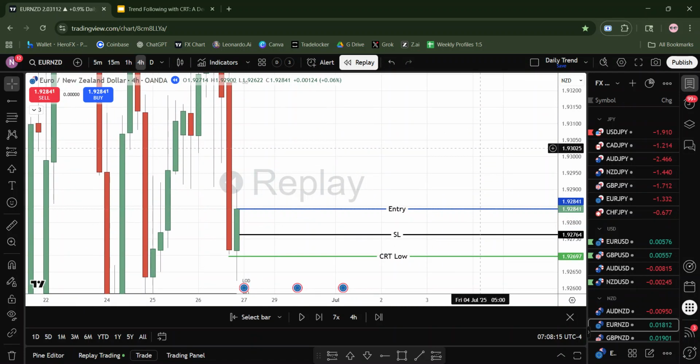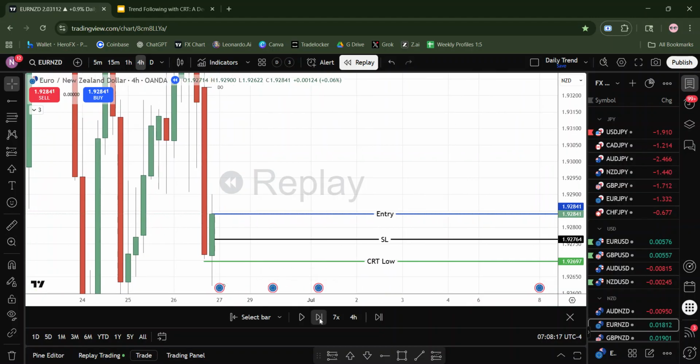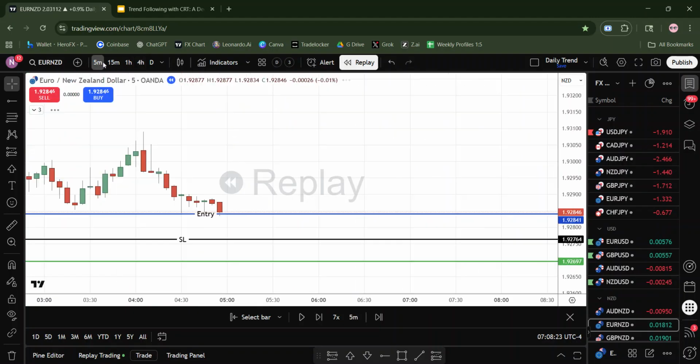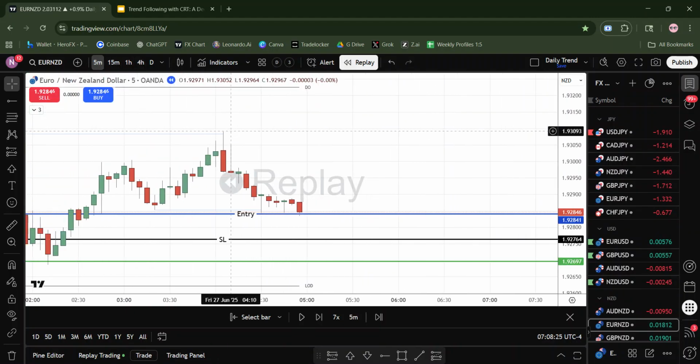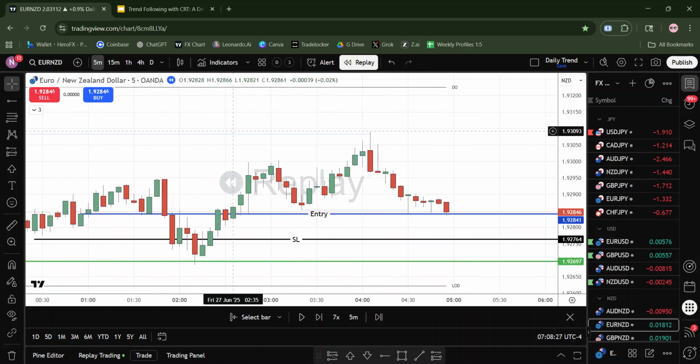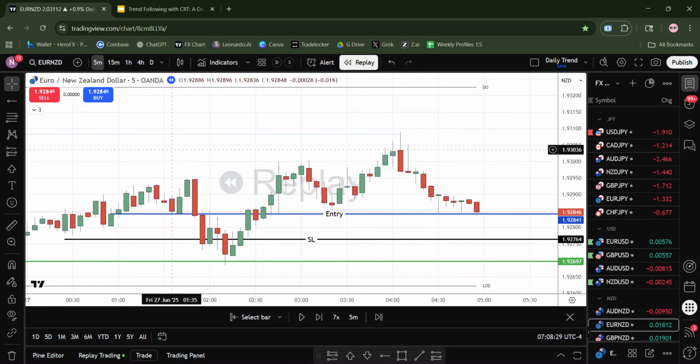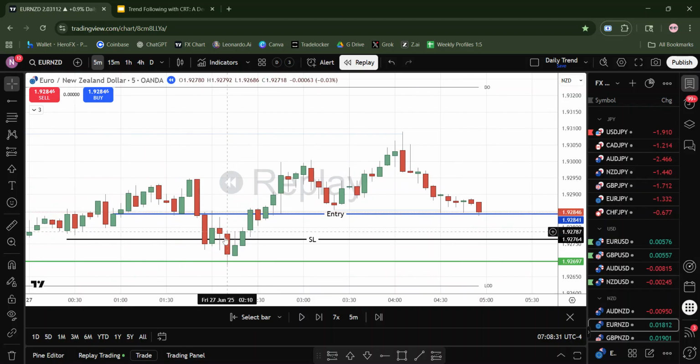If you do use tight stops, though, you will get stopped out more. I want to be clear on that. All right, so yeah, that one definitely would have been a stop out. So let's go back to our 5-minute chart. Yeah, so our entry was here. We would have been stopped out.